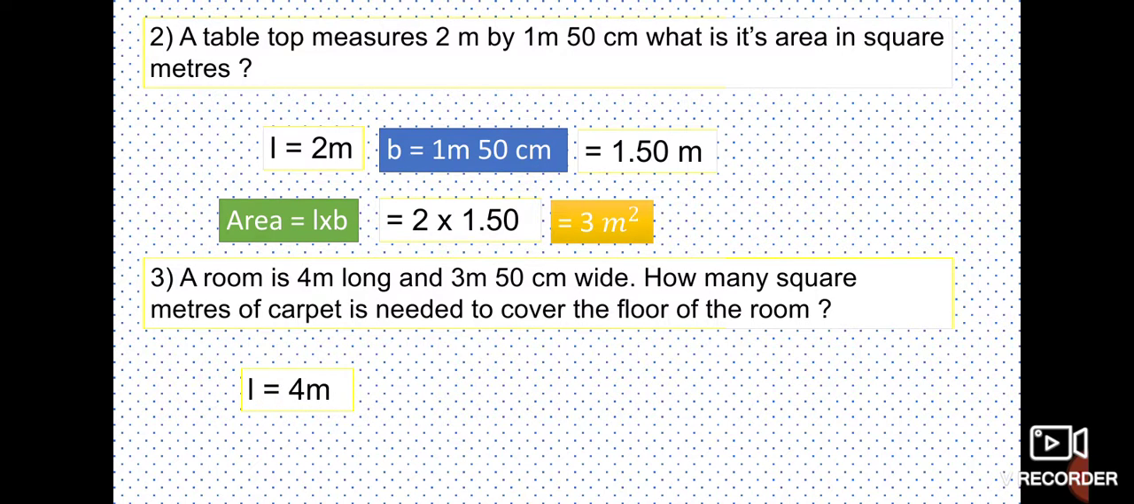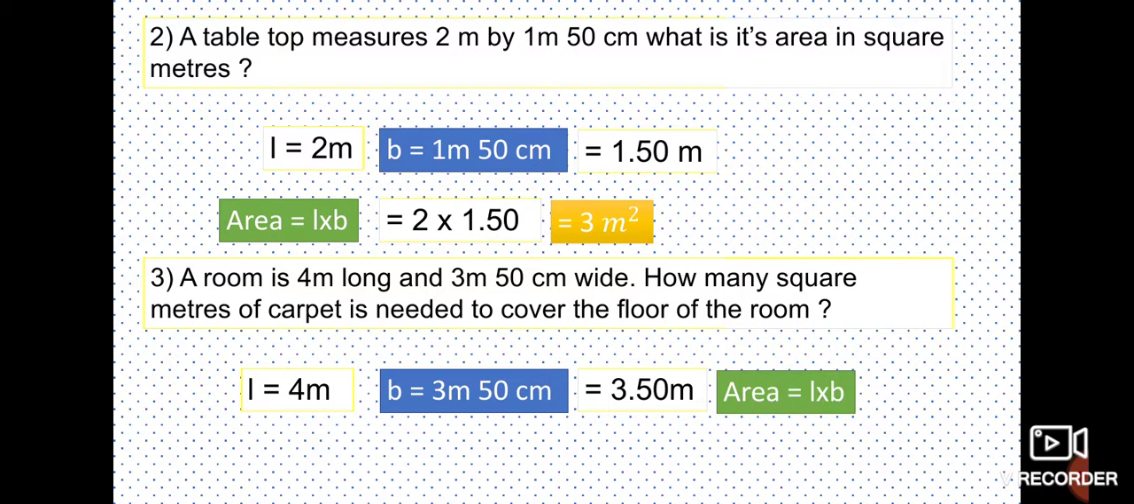Here length equal to 4 meter. B equal to 3 meter 50 centimeter. We convert this into meter. So 3 meter 50 centimeter is 3.50. Area equal to L into B. 4 into 3.50. For multiplying these two numbers, one is a decimal number. So first we remove the decimal point. So the number becomes 350. Then we multiply 350 with 4. That is 35 into 4. 35 into 4, 140. 350 is our number. So, 1 more 0. That is 1400.